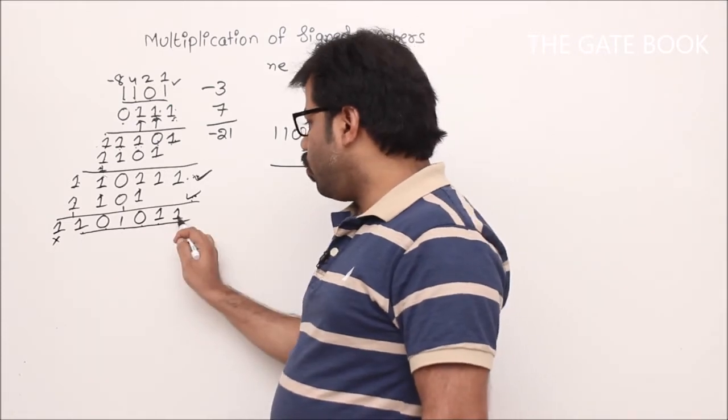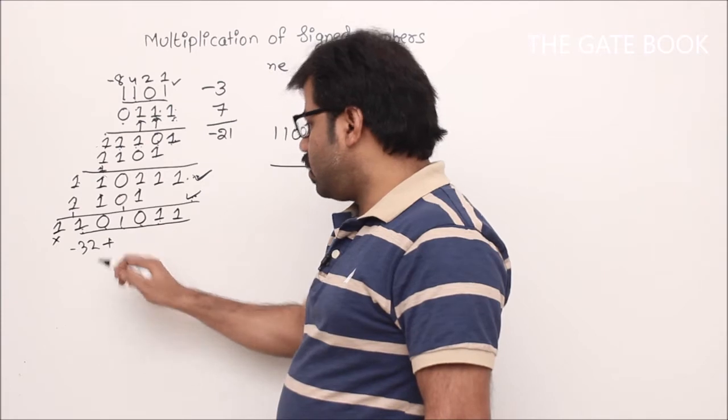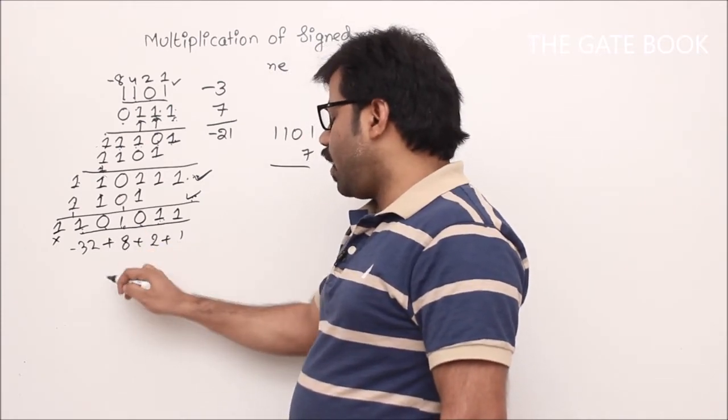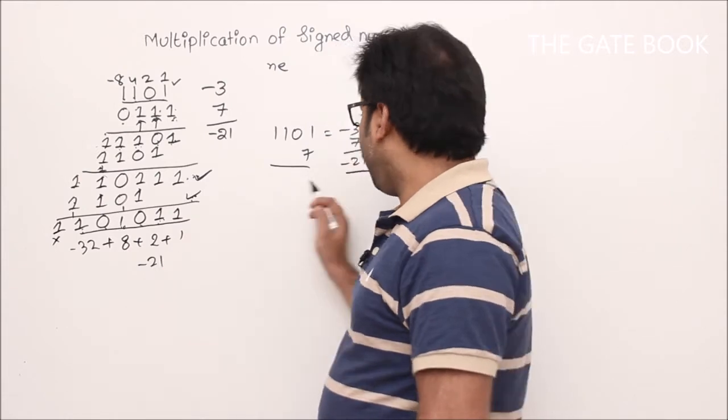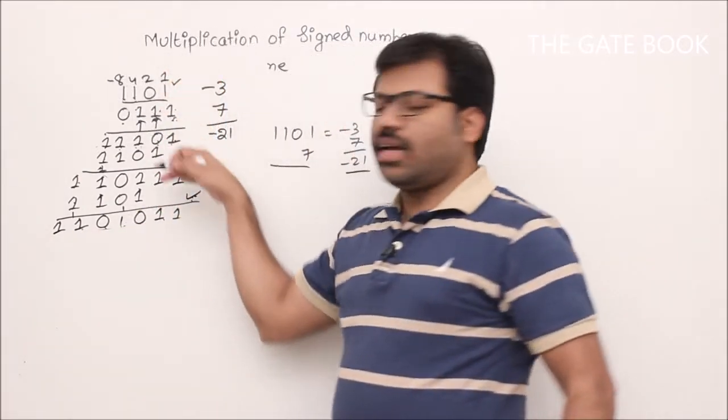Let us see the value. 2 power 0, 2 power 1, 2 square, 2 cube, 2 power 4, 2 power 5. Minus 32 plus, this weightage is 8, this is 2, this is 1. Minus 32 plus 11, minus 21. Perfect. So finally what I want to tell you is, your simple unsigned number addition, this one.